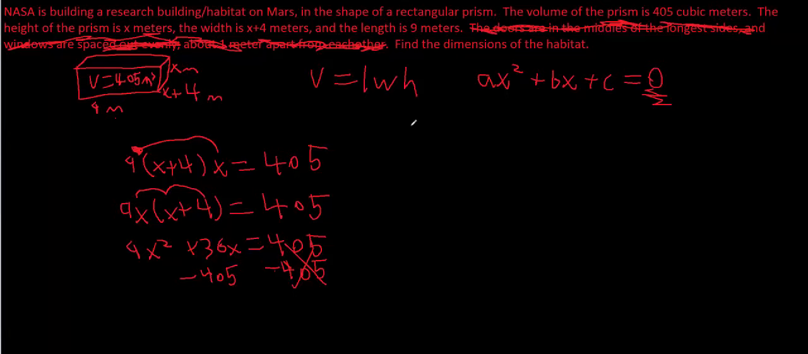And then we would have 9x squared plus 36x minus 405 equals 0. And then from there, we can begin factoring. So once again, like we did in the last problem, you would divide everything by 9.